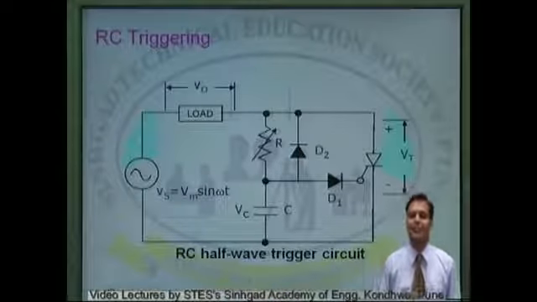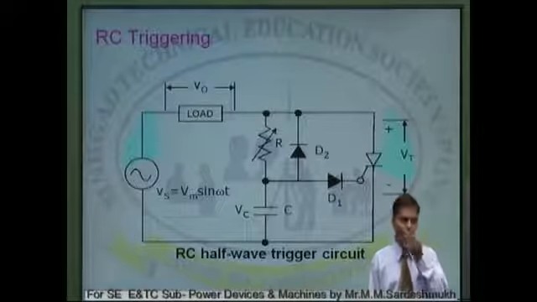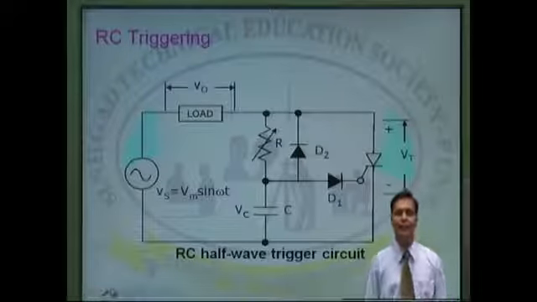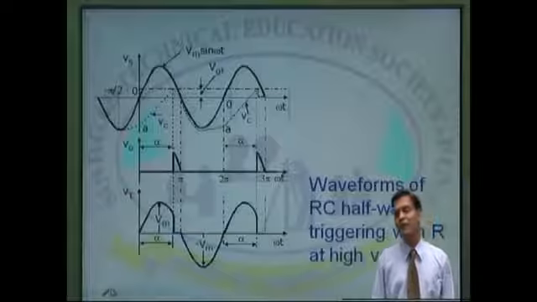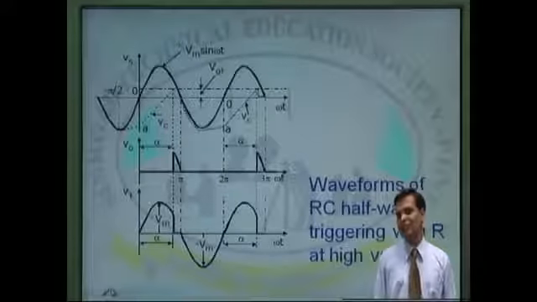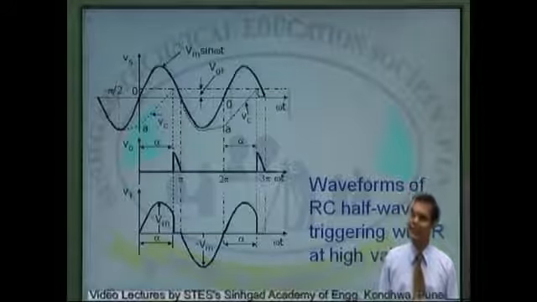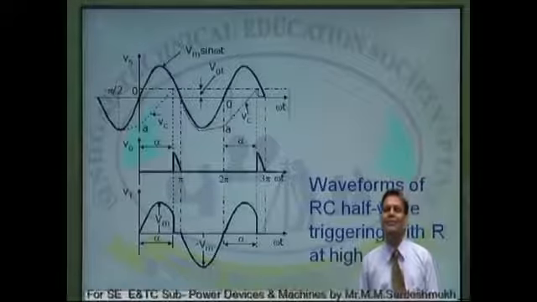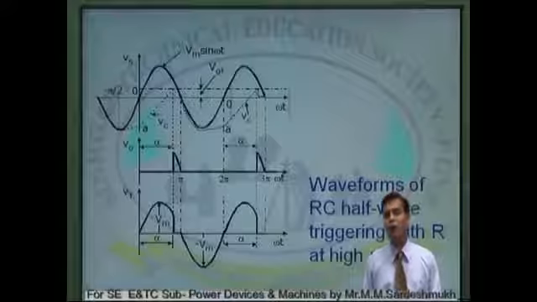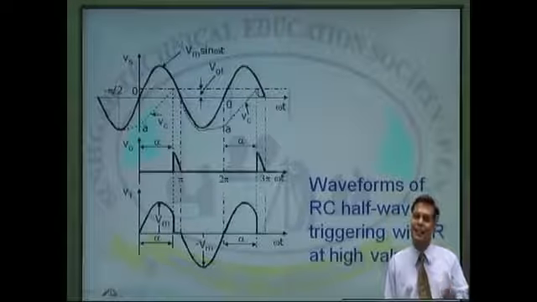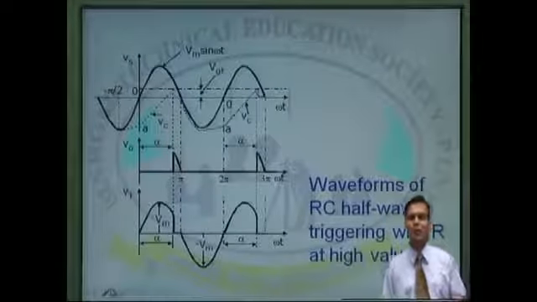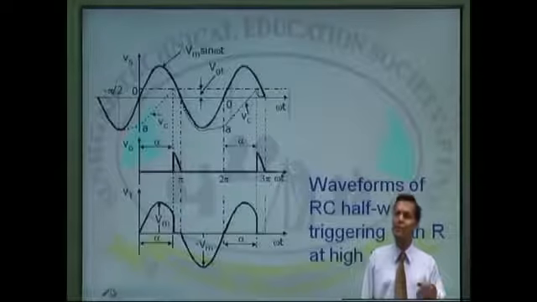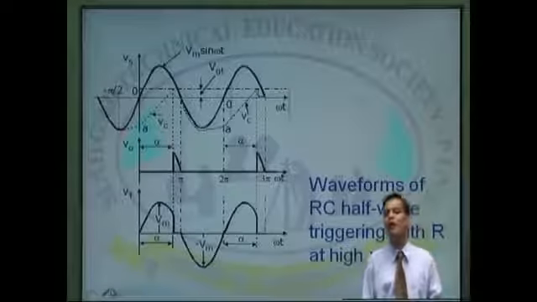So here you will observe the waveforms at R is high. Means if R value is high, RC time constant is more, and as RC time constant is higher, you will observe here that SCR fires at a later angle. Now if I want to fire SCR at an earlier stage, I can reduce the RC time constant. RC time constant can be reduced either by reducing resistance value or by reducing capacitance value.